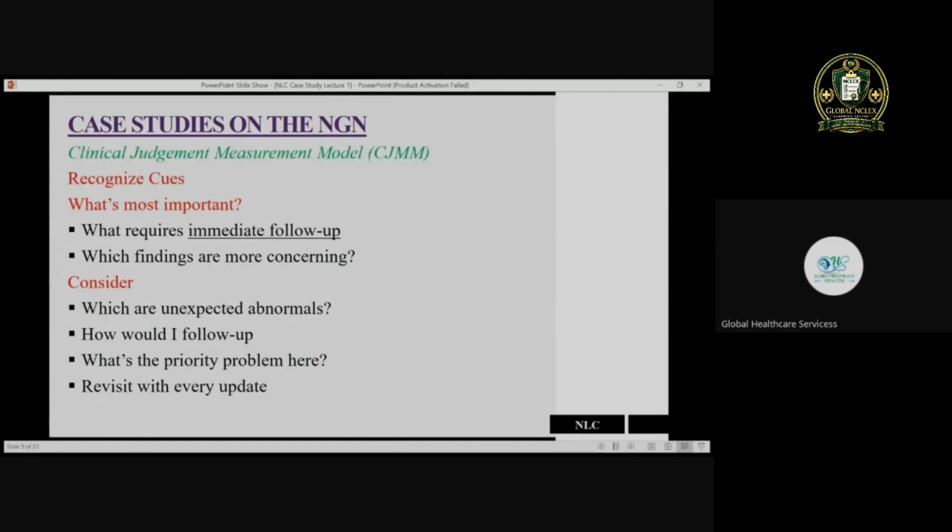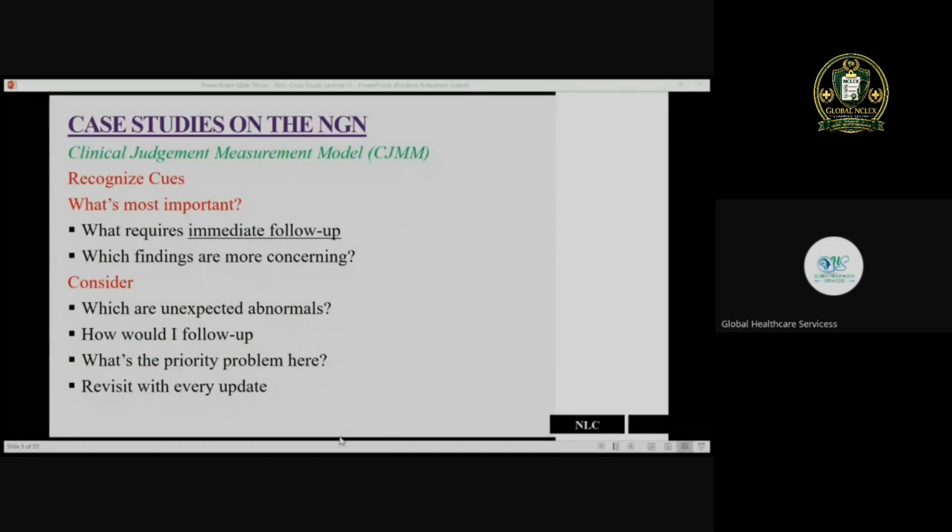What's most important, what requires the immediate follow up? All the signs and symptoms can be present in the disease, but what is your first priority? For example, if a patient came to the emergency department or an ICU, then what is your first priority? Well, your first priority may be to maintain the blood pressure, to maintain the airway of the patient, or to maintain the oxygen saturation. So you have to decide according to the situation of the patient, and your clinical judgment measurement model would help you out in prioritizing it.